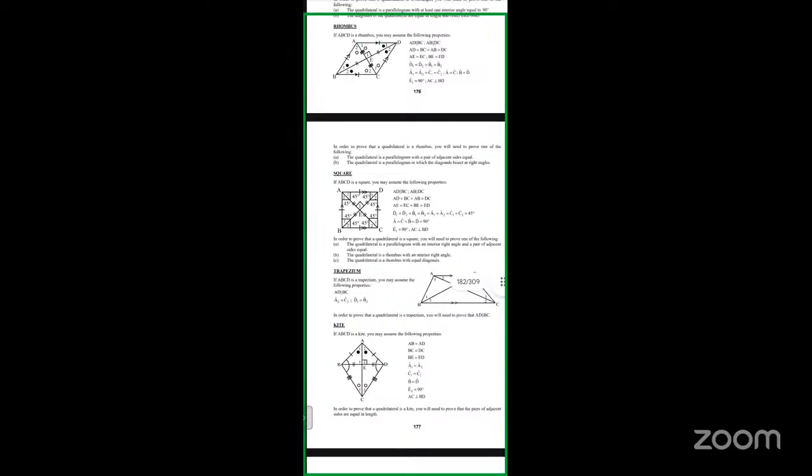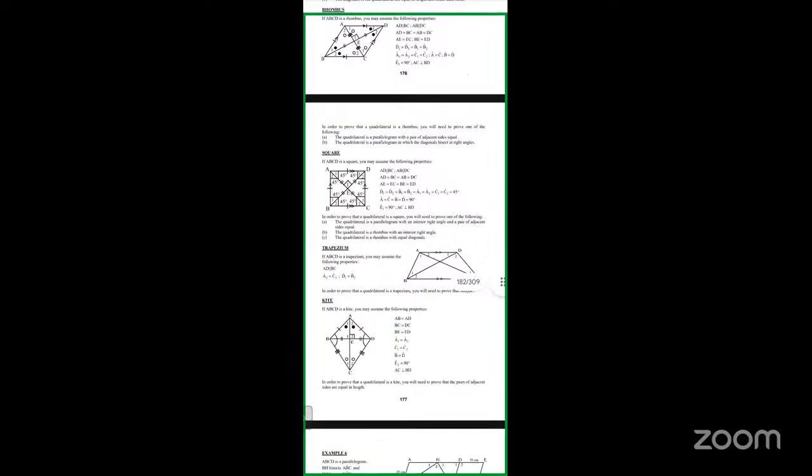In order for you to prove that the quadrilateral is a trapezium, you will need to prove only that AD is parallel to BC. Then you are done with the trapezium. Then you can proceed to the last one, which is the kite.